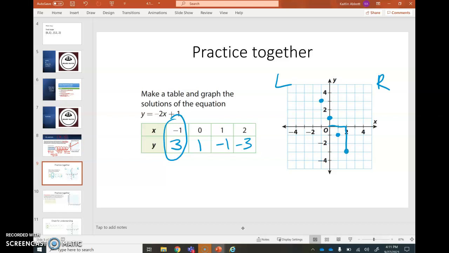Put a dot. Then connect your dots by going all the way through them and drawing arrows. And you're done. Let me know if you have any questions.